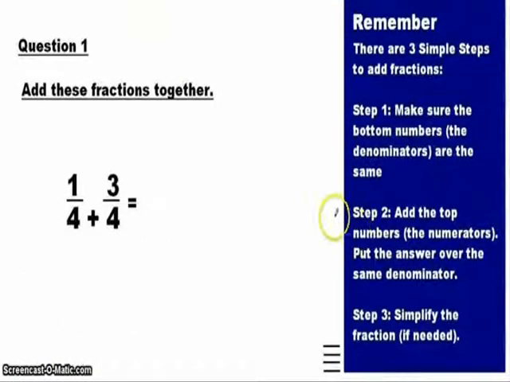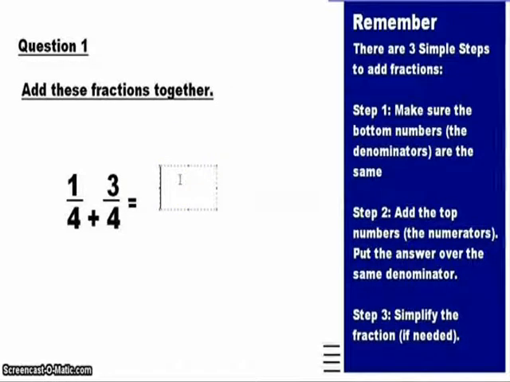Question 1. Add these fractions together. So we go to step 1. Make sure the bottom numbers, or the denominators, are the same. Now as you can see, both of the denominators, the bottom numbers, are 4. So what we do here is nothing. All we have to worry about is going on to step 2.